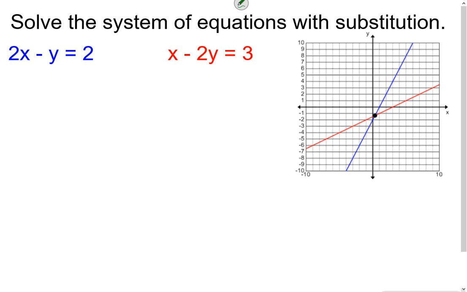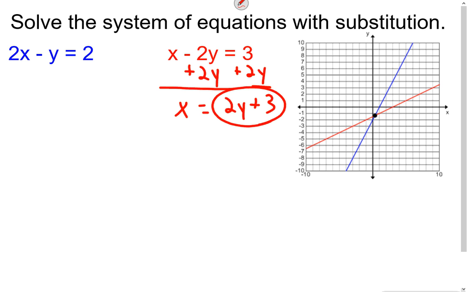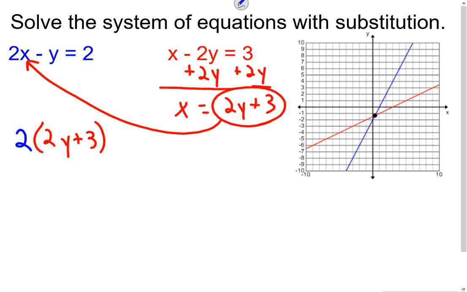But I look at the second one, and I notice that it just has an x with a coefficient of 1. That's nice. So I can just, in one step, get this red equation to say x equals by adding 2y to both sides. And now we have x equal to 2y plus 3. And this is the point now where I'm going to circle what my x value equals, and I'm going to draw an arrow to where I'm going to put it, right there. And then I'm going to rewrite that blue equation. So now I have 2 times x, which is 2y plus 3, and that then minus the y equals 2.